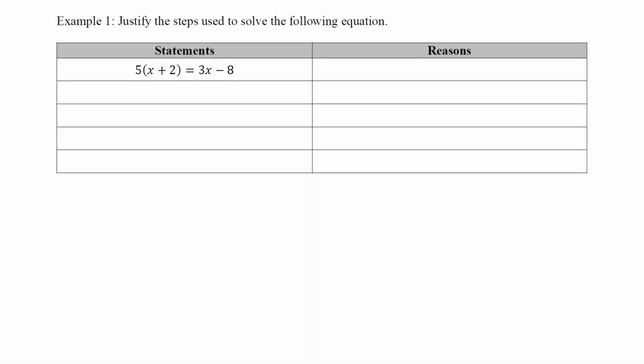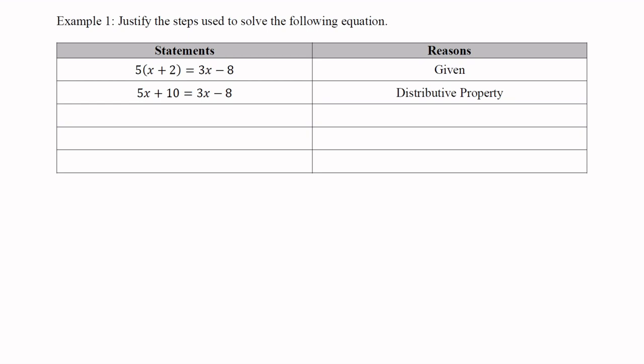So in example 1, we're going to justify each step. So our first statement is our given equation. Now, what is the first thing we're going to do? Well, if you remember, "don't call me after midnight" tells us to distribute first. So we're going to distribute that 5 to the x plus 2. And that gives us 5x plus 10 on the left-hand side. So the reason for that step is the distributive property. That's what got us from the previous step to this step.